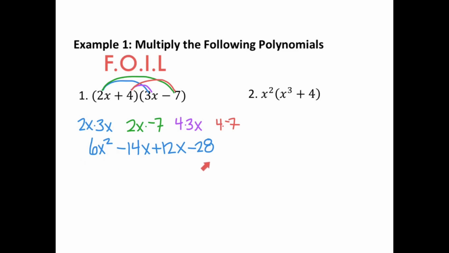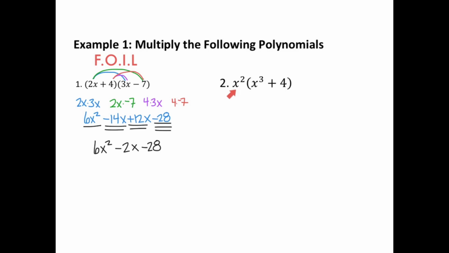I am now done multiplying, and I need to simplify this answer because I have two x terms. I have like terms. So I'm going to combine my like terms by underlining my 6x squared once. My negative 14x and my positive 12x get underlined twice because those are like terms. And then negative 28 will be underlined 3 times. And that is the simplified answer to this binomial multiplication.